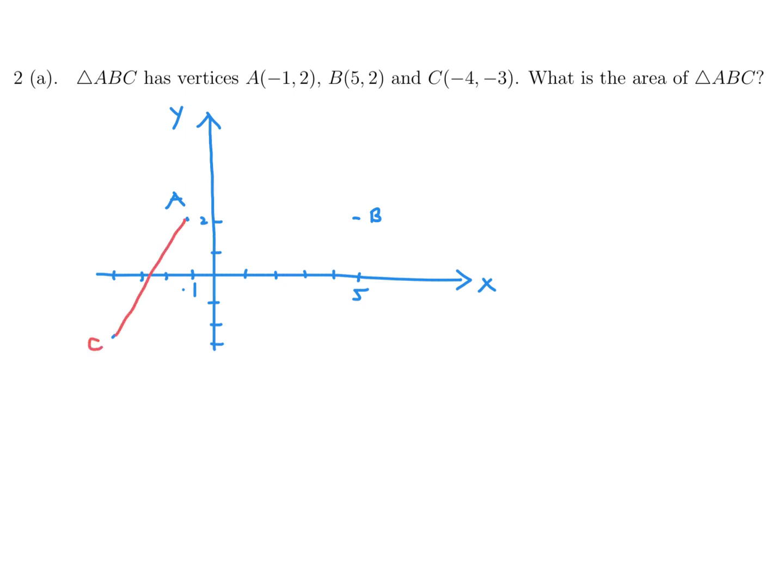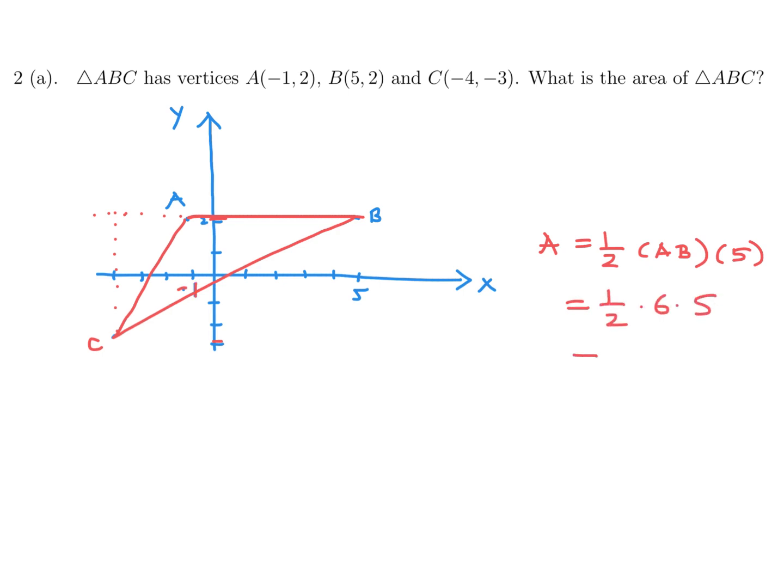So that's my triangle. Okay, area would be 1/2 base times height. I'll use AB as the base. And then the height, well, I guess the height would be from C up until that line. So that looks to me like we're going from minus 3 to plus 2, so that's 5. And then AB, that's going from minus 1 to 5, so that's 6. So 1/2 times 6 times 5, and that is 15.